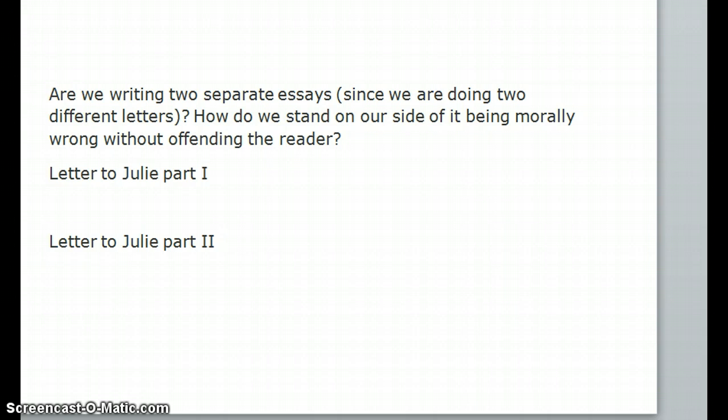Don't try to blend these two. That would be very confusing, I think, for both you and your reader. The second question: how do we stand on our side of it being morally wrong without offending the reader? That's a really interesting question.